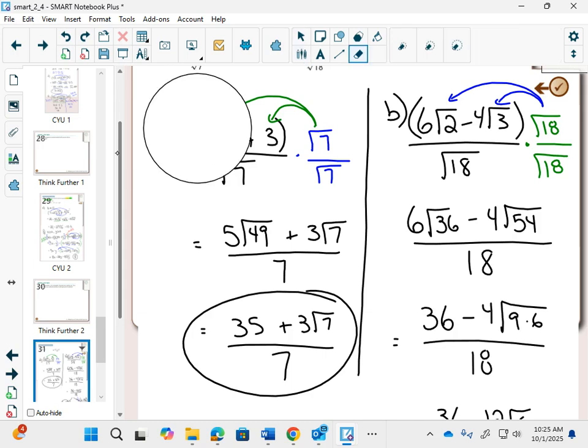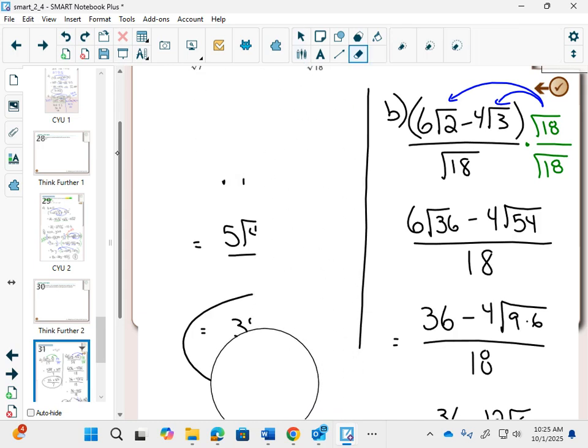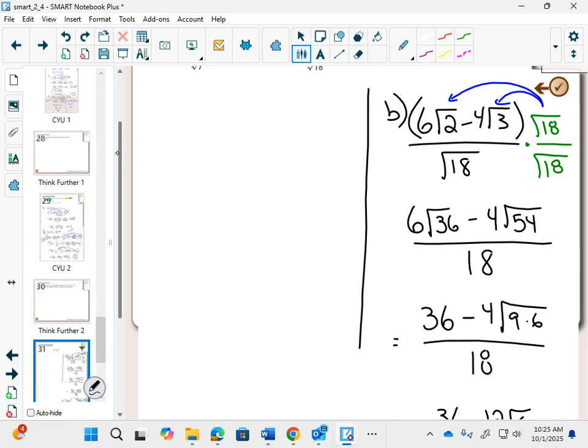I'm going to erase this. I'm going to do B again to show you there's more than one way to think about this. I'm going to rewrite it again. And whichever way you think of, you can get the right answer. Okay? Method number 2. Method number 1 we did in green there. We multiplied by root 18 over root 18.